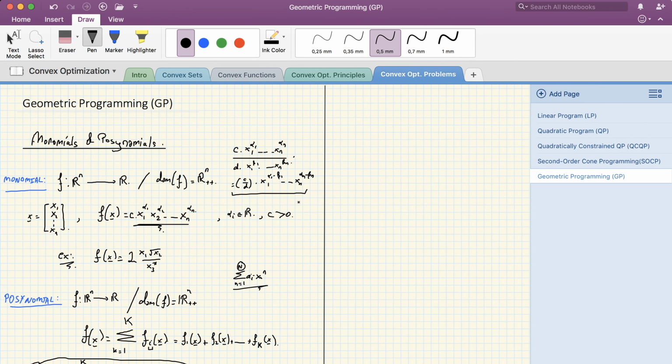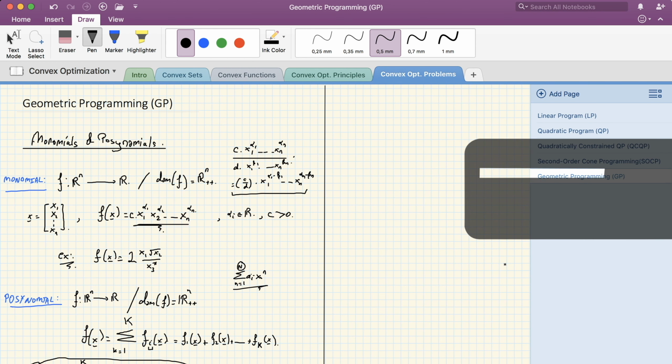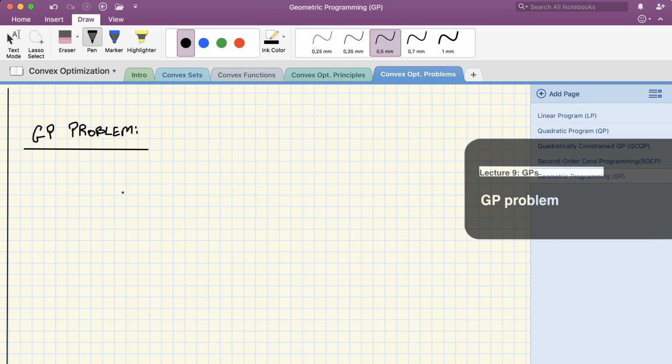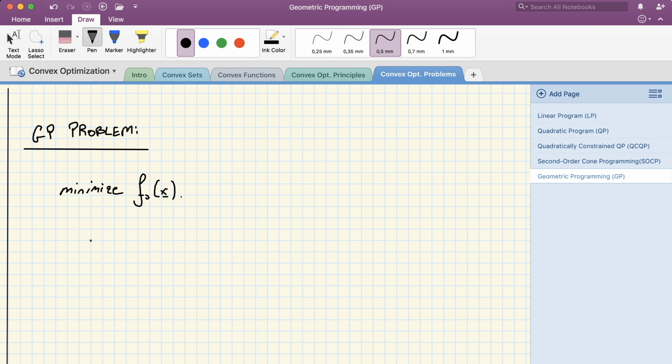Okay, now we have described the math that we need to define a GP, which includes monomials, polynomials, and their properties. That is, polynomials are closed under addition, multiplication, and scaling. However, monomials are only closed under multiplication and division, and not addition. Now, without further ado, let's get started with what a GP is. A GP is an optimization problem of the following form. So minimizing a certain objective function over a vector x, subject to the following constraints. So some inequality constraints and other equality constraints.